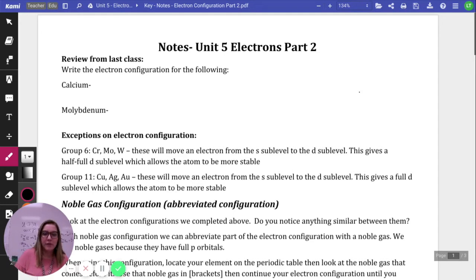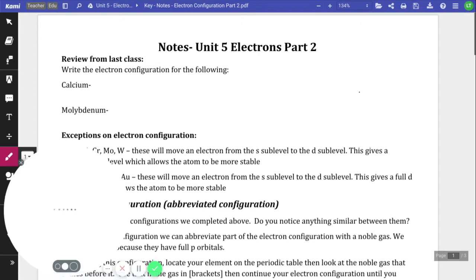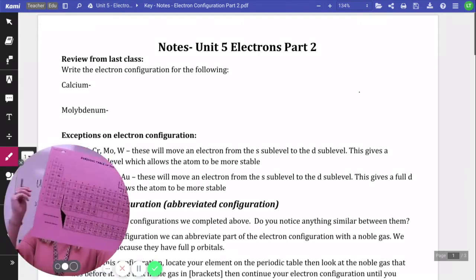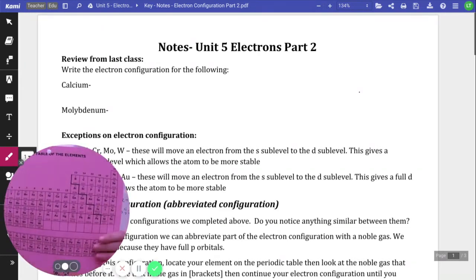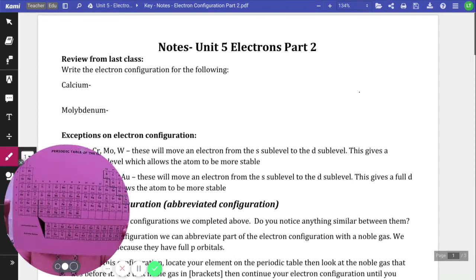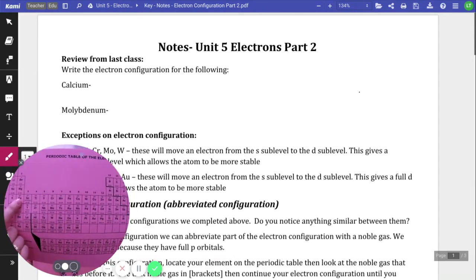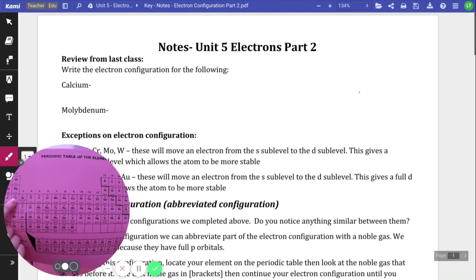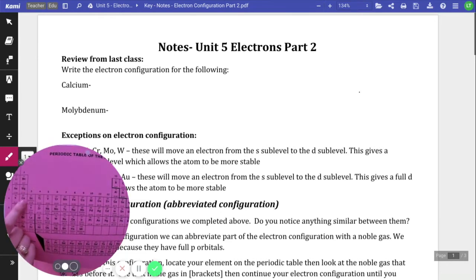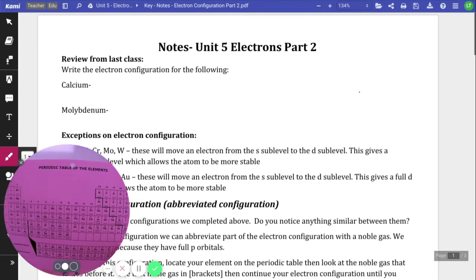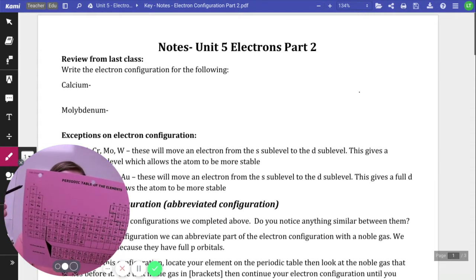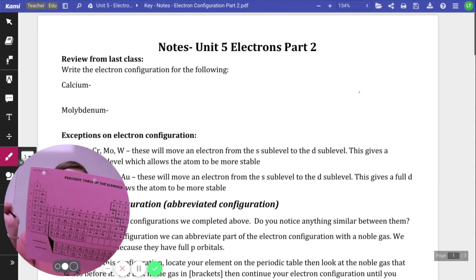Okay guys, so I'm going to start this class with a little review from last class, and we're going to write the electron configuration for the following elements. So I made myself a little bigger so you can follow along. So we are writing the electron configuration for calcium. It is in the 4th period on our periodic table. So there it is, number 20. All right, so we always start from the beginning and go left to right, top to bottom when writing our electron configurations.